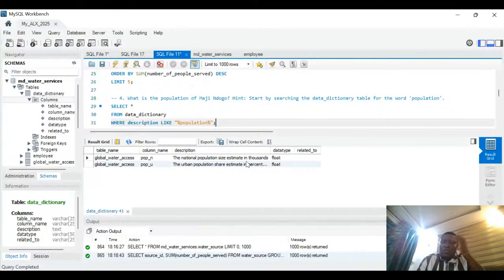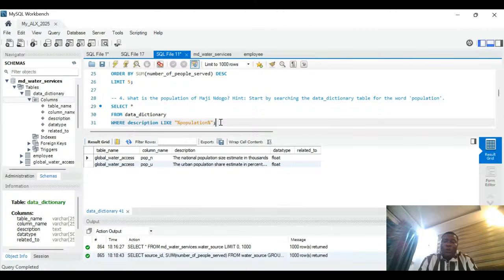So by this, we are getting the clue that we should go into the global water access table for the answer that we are looking for. If we want to see the real population of Maji Ndogo, we should go to the global water access table, because that is where you have a column that has national population, and that is what we are also looking for. So we have to write another query now.